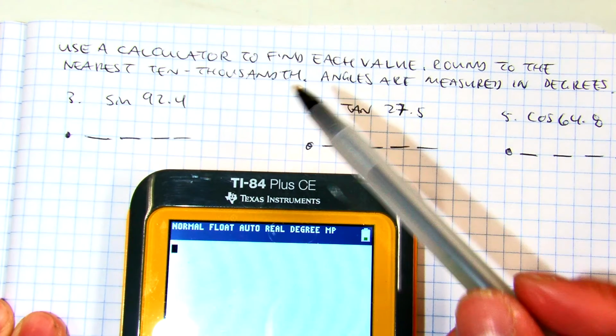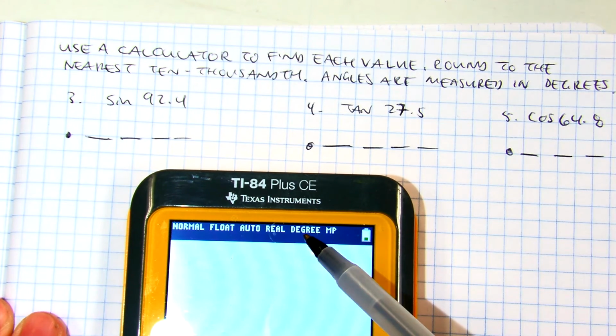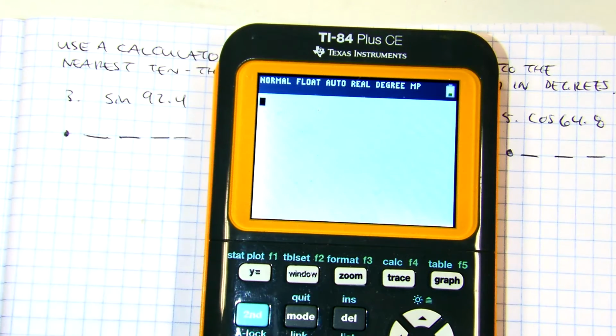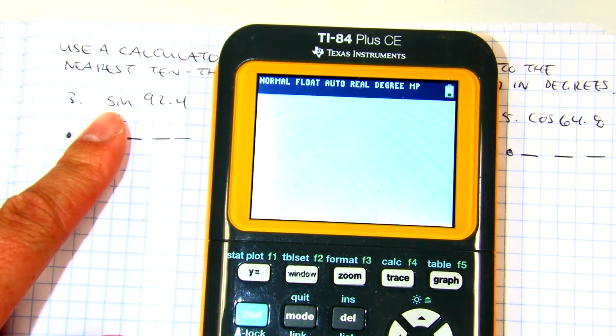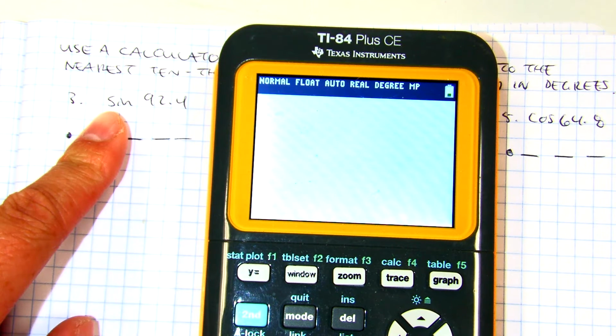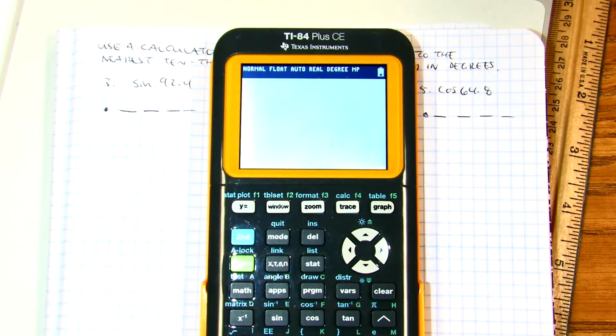I am in degree mode. So I'm going to go ahead and type in, class, how do you say that trig function? Sine, not sin. Sin is room 21, Tuesdays, Rebels for Christ. We talk about sin.